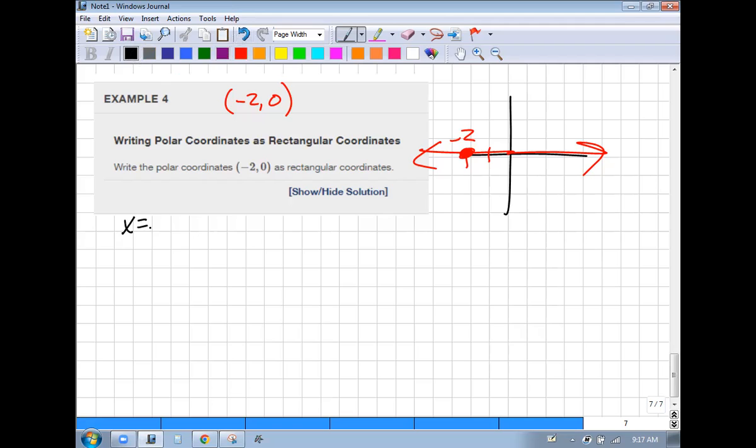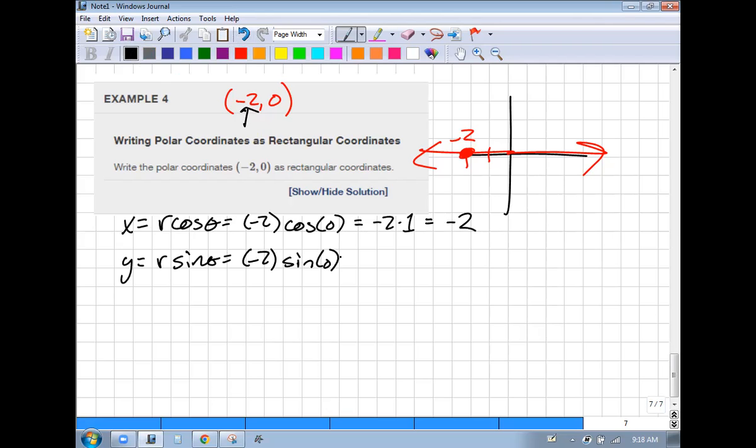X is r cosine theta. R is negative 2. Cosine of 0 is 1. This gives us -2. And y is r sine theta. Sine of 0 is 0. All right, so there's one of the few points where they're the same in Cartesian and rectangular.